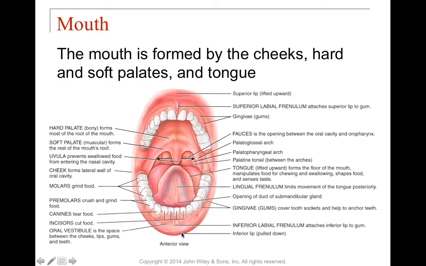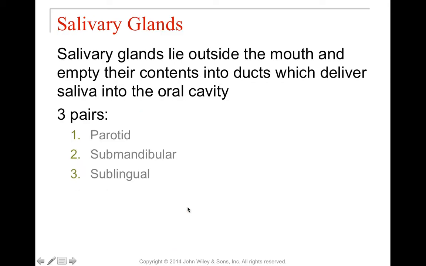Then these guys are gums. You may see them called gingivae. So if you've heard the word gingivitis, that means gum infection. Itis obviously meaning infection. What else am I missing here? Oh, and the different types of teeth: molars, premolars, canines, and incisors.